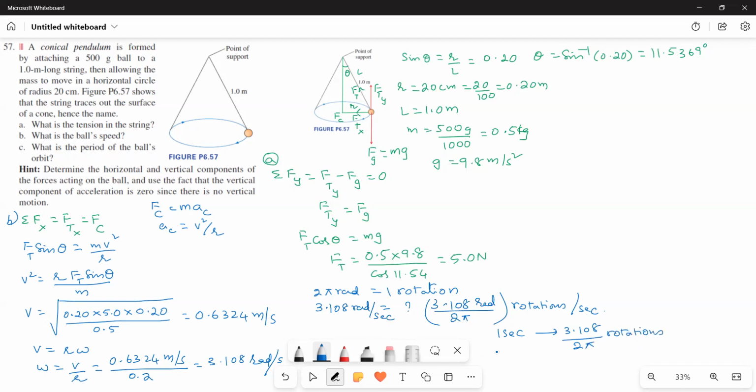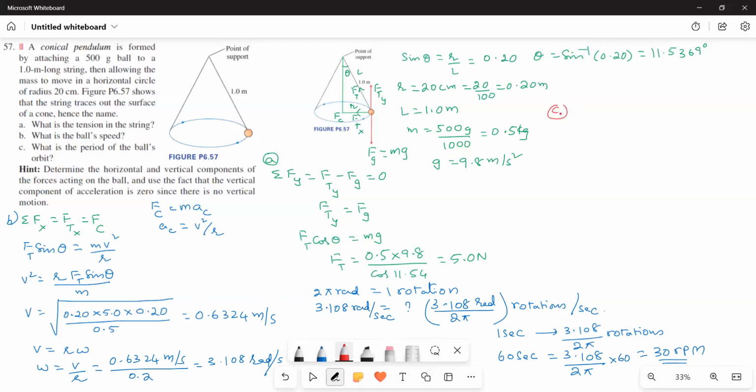Okay, so in 1 minute means 60 seconds. In 60 seconds, how many? So for that, this multiplied by 60 gives the answer. 3.108 divided by 2 pi into 60, that is equal to 30 rotations per minute. This is what the textbook is asking, because he is asking us to convert meters per second to rotations per minute. Okay.